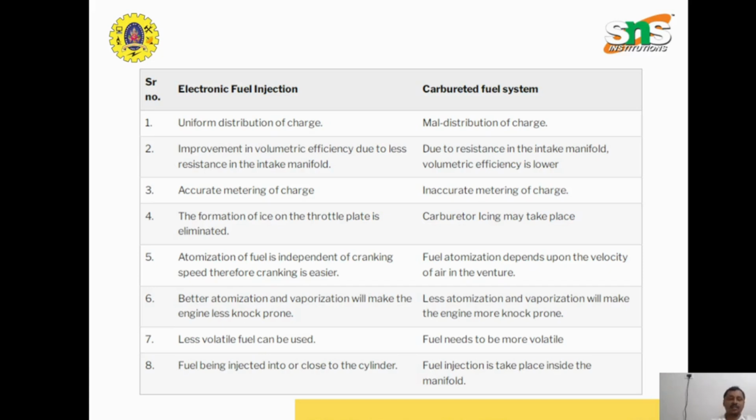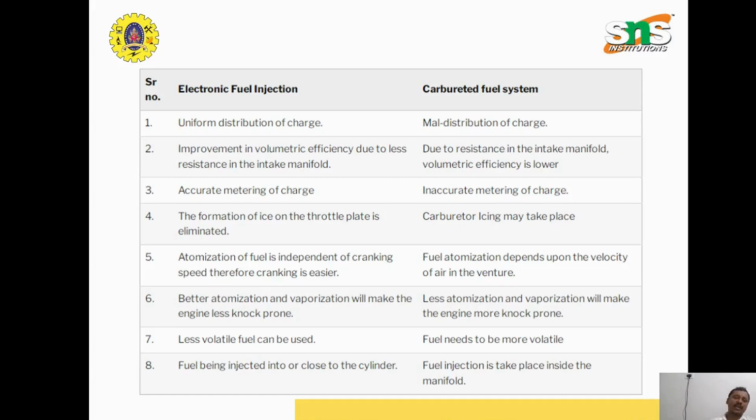In this comparison, the first is the distribution. In electronic fuel injection it is uniformly distributed, whereas in the carbureted system it is a naturally aspirated system. And the volumetric efficiency is higher in electronic fuel injection because the fuel is sprayed in atomized form, whereas in the carbureted system, because of the resistance in the intake manifold, the efficiency is lower.